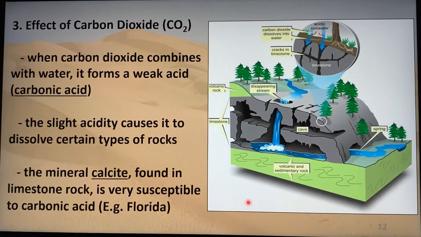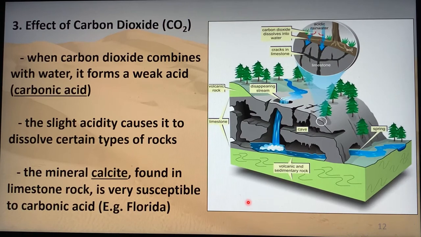Okay, and this really comes down to Florida. That's why I have the example of Florida down there. But when carbon dioxide combines with water, it makes a very weak acid. You could show this in your home. Just take a glass of water from the tap and a straw and blow into the straw in the water. You'll make lots of bubbles and it'll sound really silly.